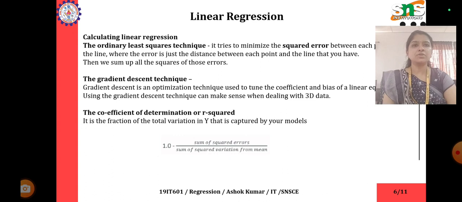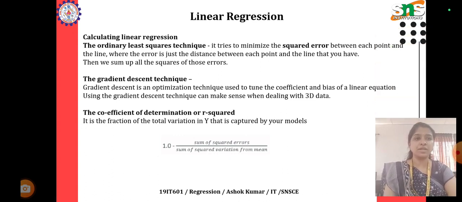The ordinary least squares technique tries to minimize the squared error between each point and the line, where the error is just the distance between each point and the line. Then we sum up all the squares of those errors. The gradient descent technique: gradient descent is an optimization technique used to tune the coefficient and bias of a linear equation. Using the gradient descent technique can make sense when dealing with 3D data.